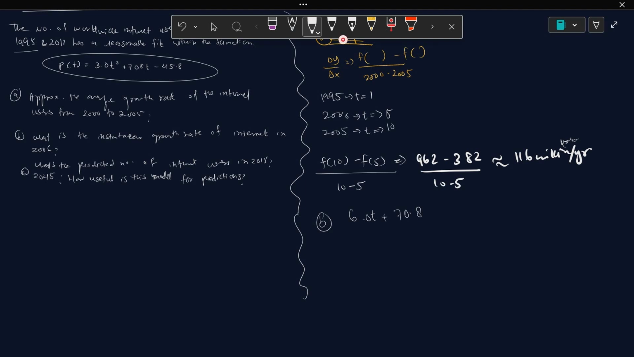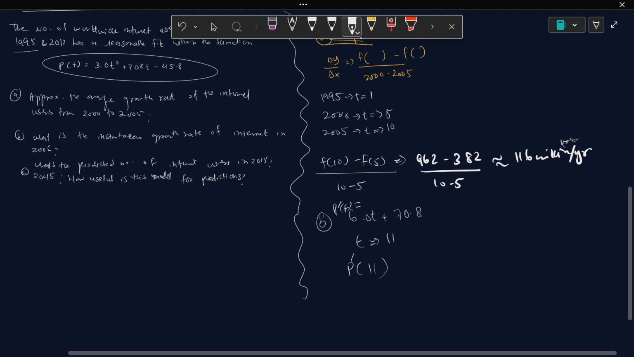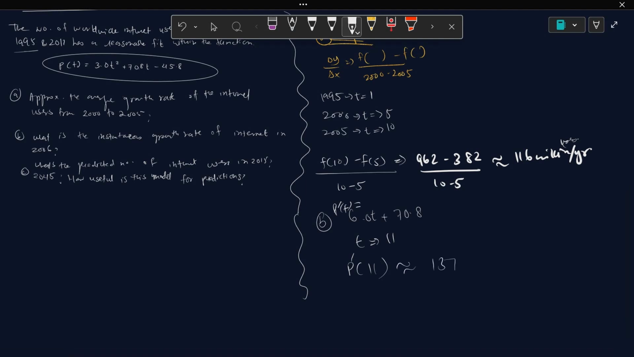Because we are trying to figure out for 2006, we basically go ahead and plug in t equals 11 in this equation that we get. P prime of t, this equation is equal to, now we're gonna go ahead and put 11 into this equation, so we get roughly around 137 million users per year.